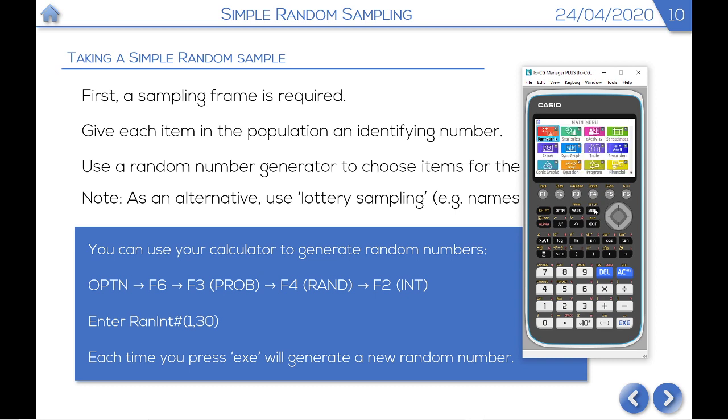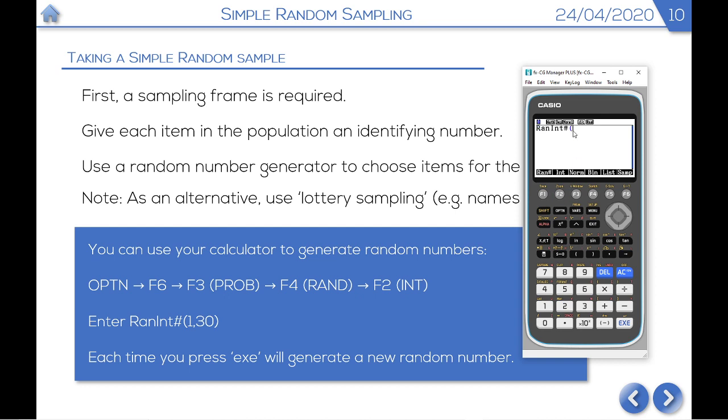So if we're on our main menu, go into mode 1, the normal calculator mode, and you press Option F6, and then you go into the probability one, and next to your nCr button, which you should be familiar with, is a button called Rand. If you press that, you get a few different choices. The one we're going to use is Int, which stands for a random integer.